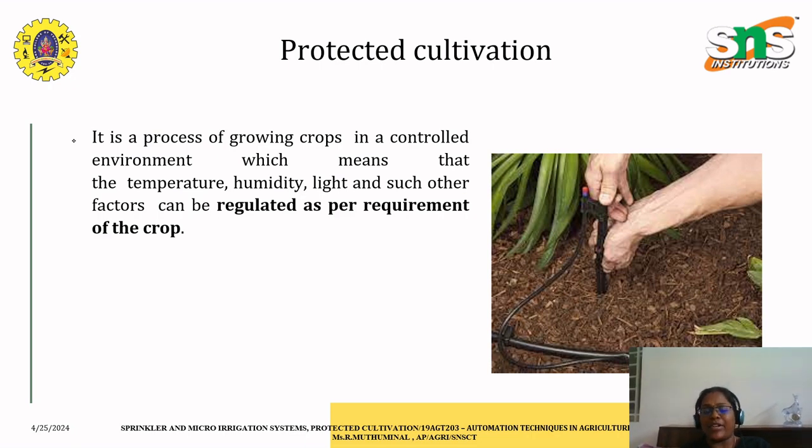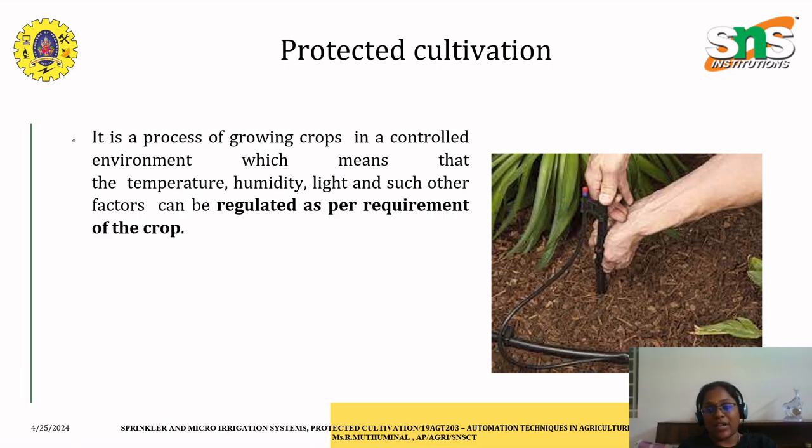The main benefit of using protected cultivation is environmental control. That is, it allows the growers to control various environmental factors such as temperature, humidity, light levels, and ventilation, making the conditions optimal for plant growth and productivity.